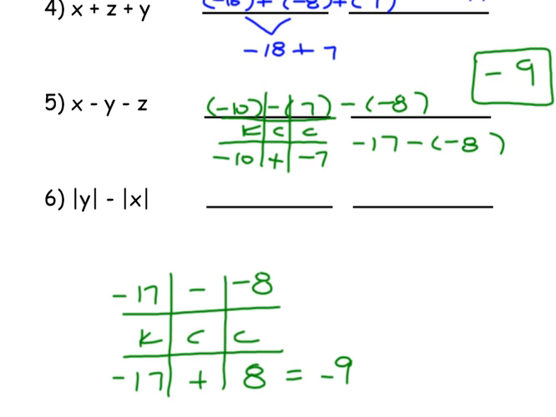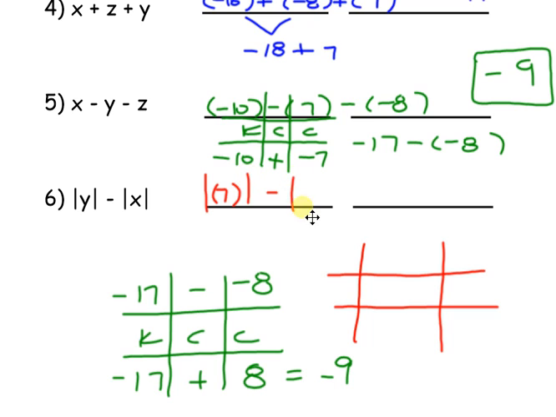Okay. Now over here I have some absolute values. And so I'm going to move over here in red so I have some room to work it out. So the absolute value, let's plug it in here. Okay, so y is 7. So we have the absolute value of 7 minus the absolute value of negative 10. And so let me put it in my tic-tac-toe board. So the absolute value of 7 is 7 minus the absolute value of negative 10 is 10.